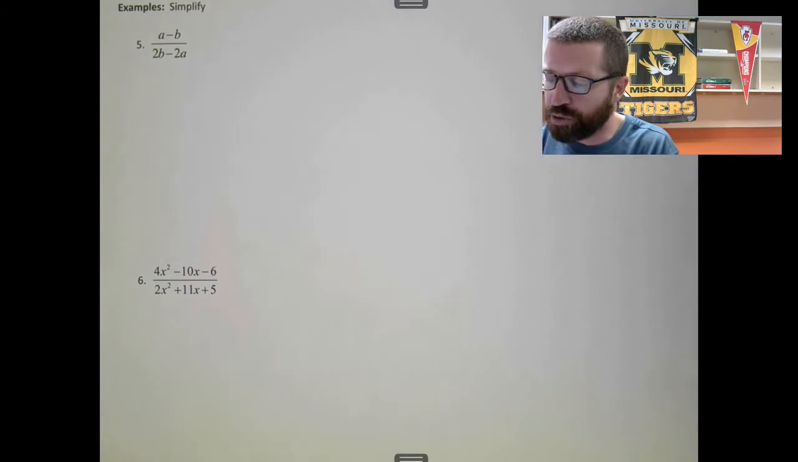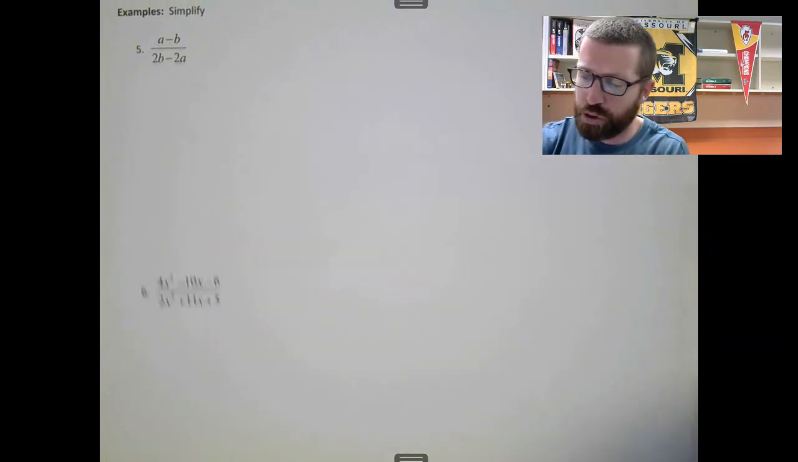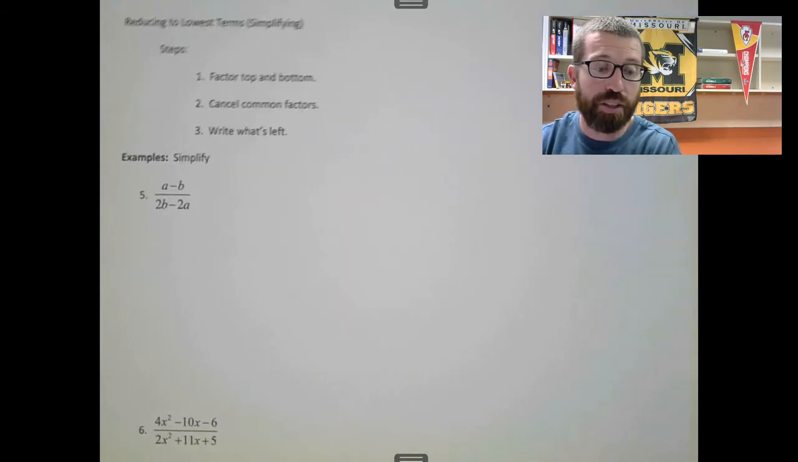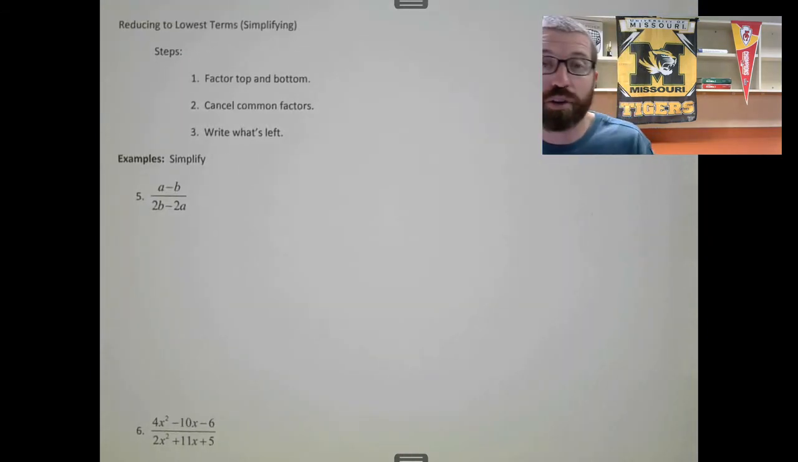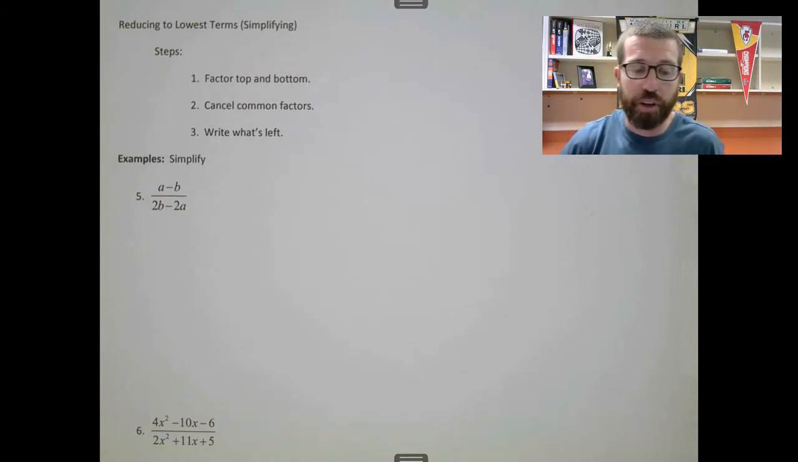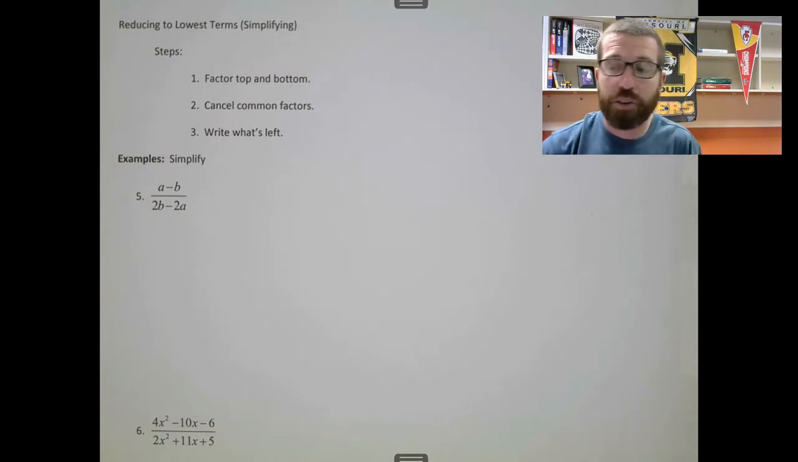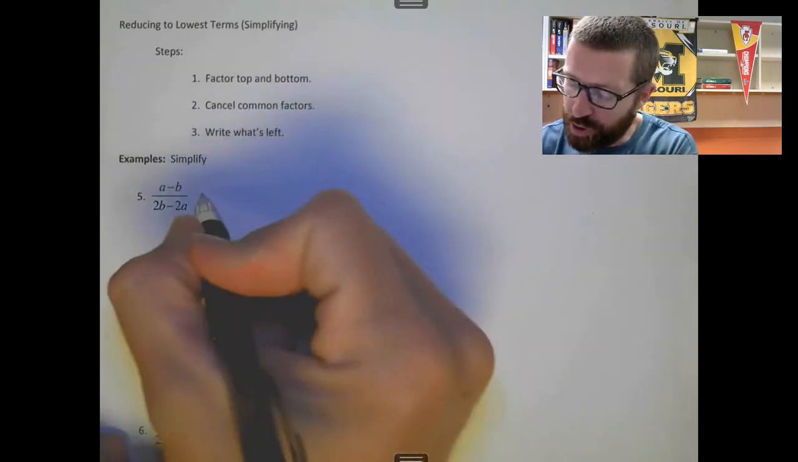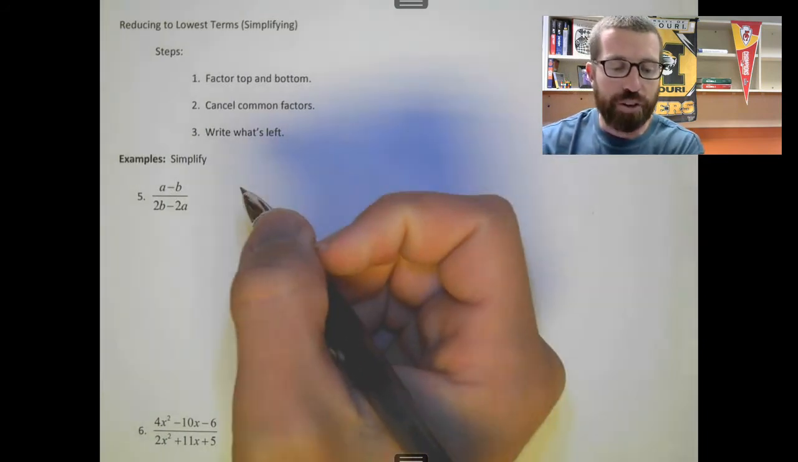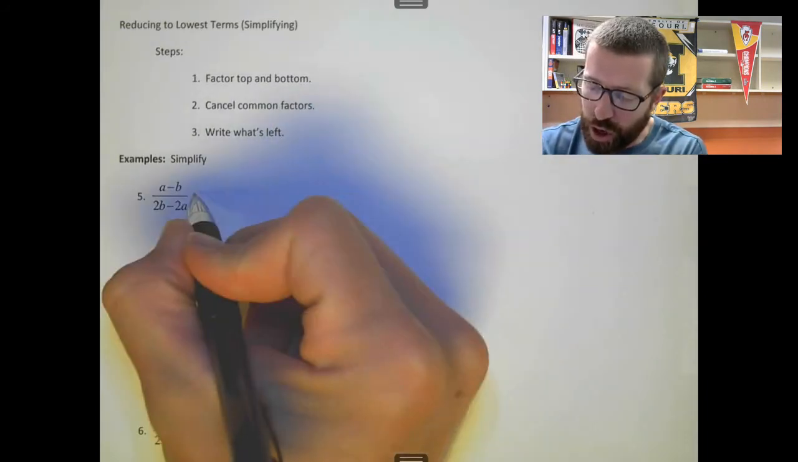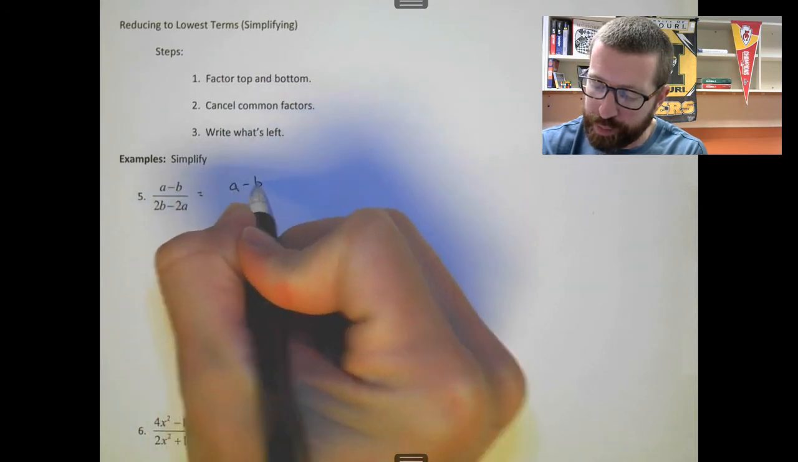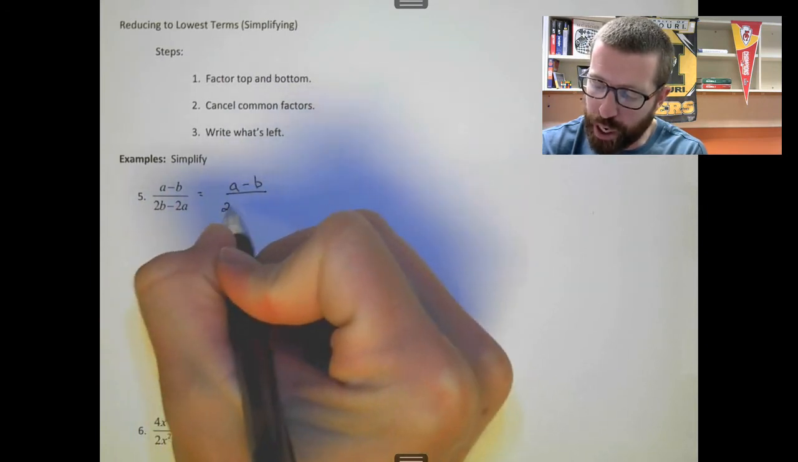Okay, let's look at simplifying a couple of these rational functions. To simplify, the steps are listed there. You're going to factor the top and bottom, so you factor everything. Then you're going to cancel common factors and then write what's left. So factor and then cancel. It really depends on how good you are at factoring and how tricky the factoring is. You get a lot of practice with factoring. Here you can't do anything on top, but you can take out a 2 on the bottom.